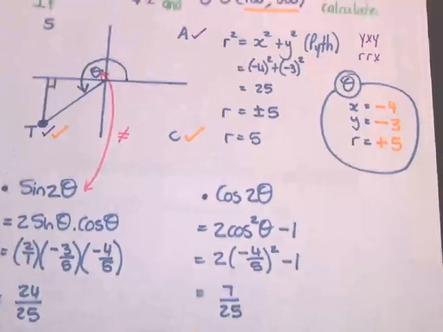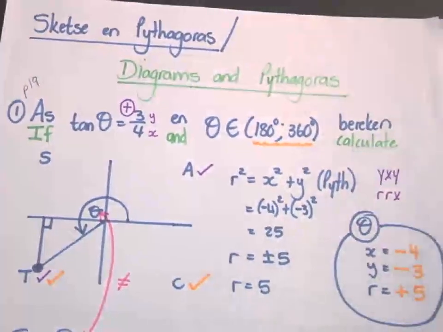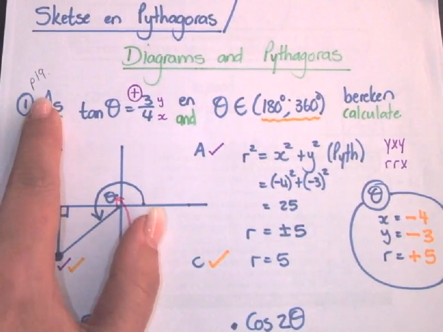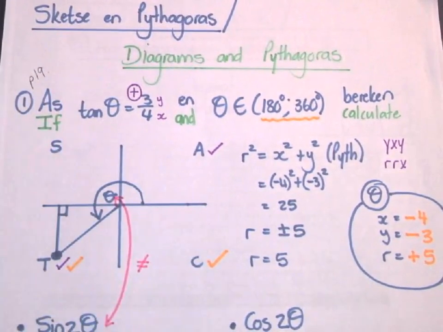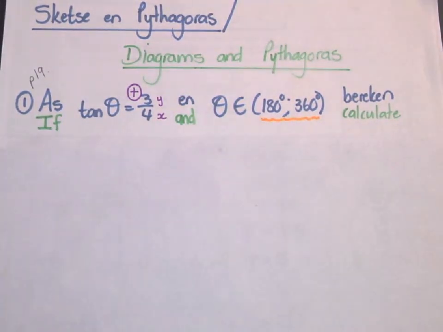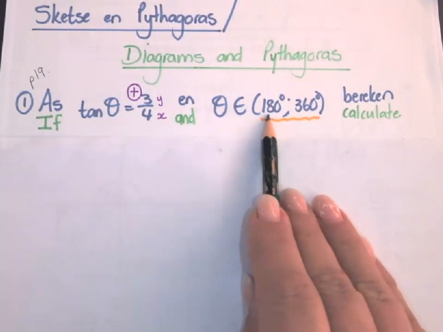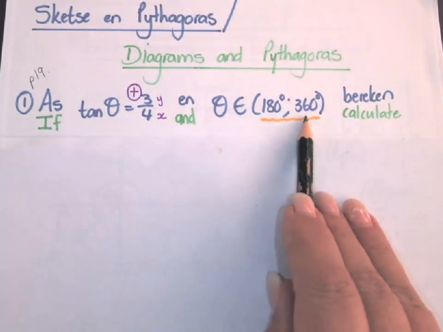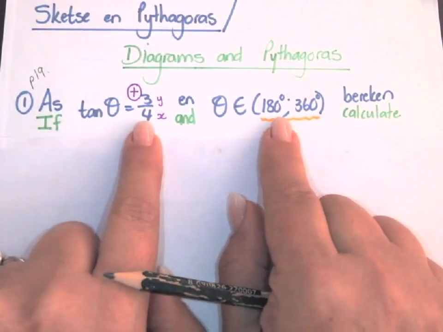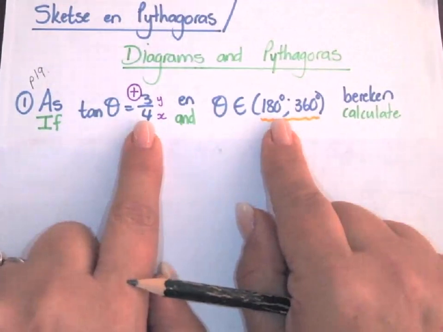Okay. Now let's go to an example on page 19. Where I say, if tan theta is 3/4 and theta lies between 180 degrees and 360 degrees, calculate the following. Now I give you two clues. You have to draw your triangle.